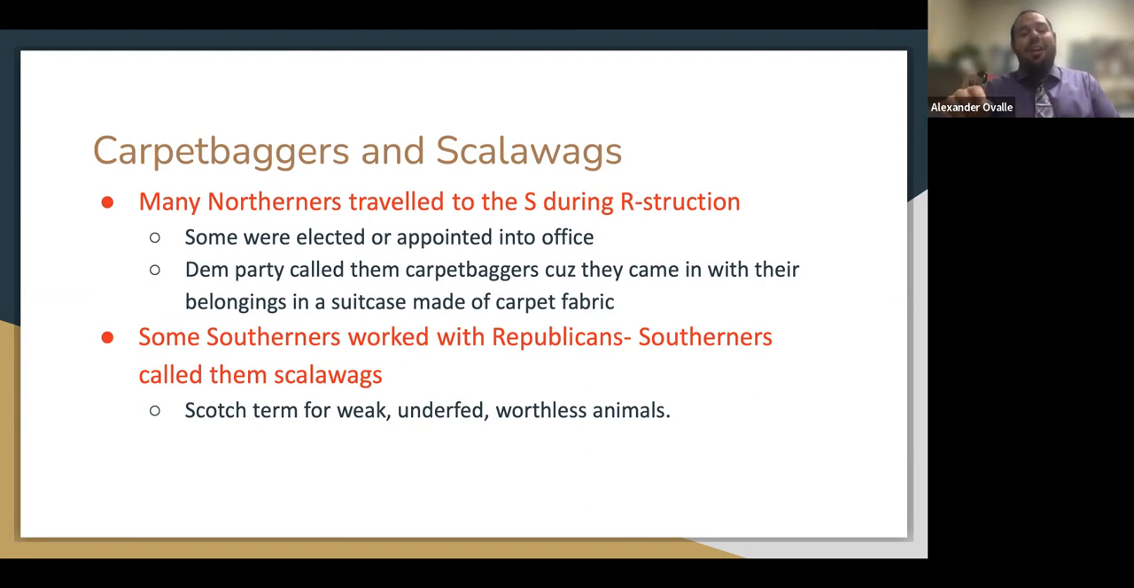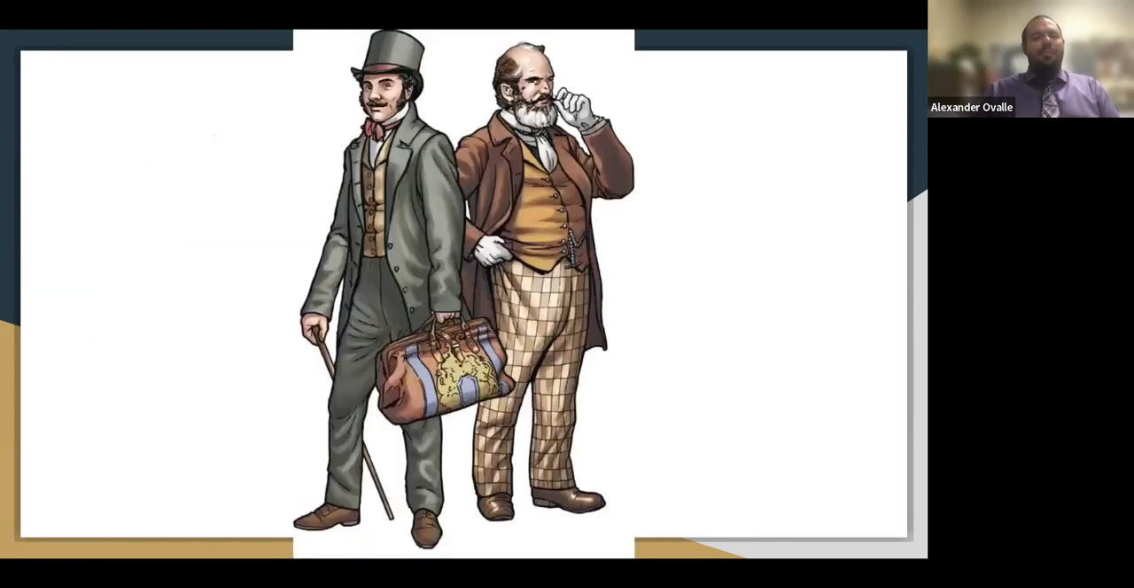And that's a Scottish term for a weak, underfed, worthless animal. So next time you want to call your friends weak, call them a scalawag. And here's a picture of a carpetbagger and a scalawag.